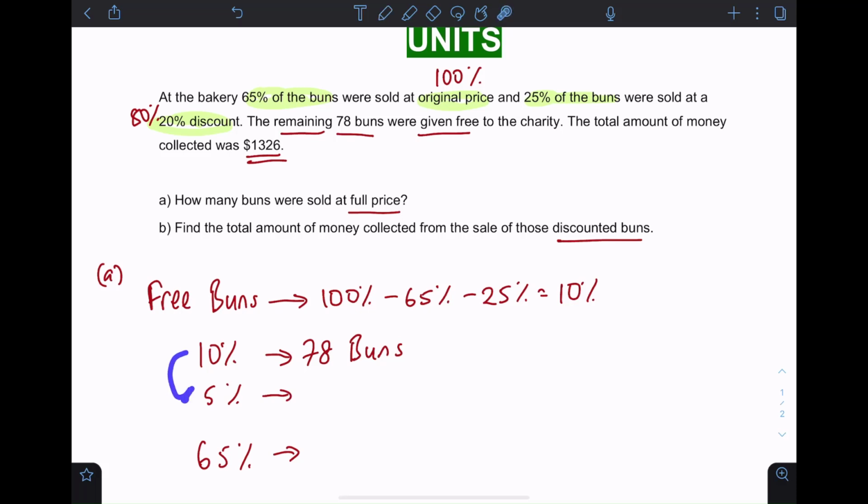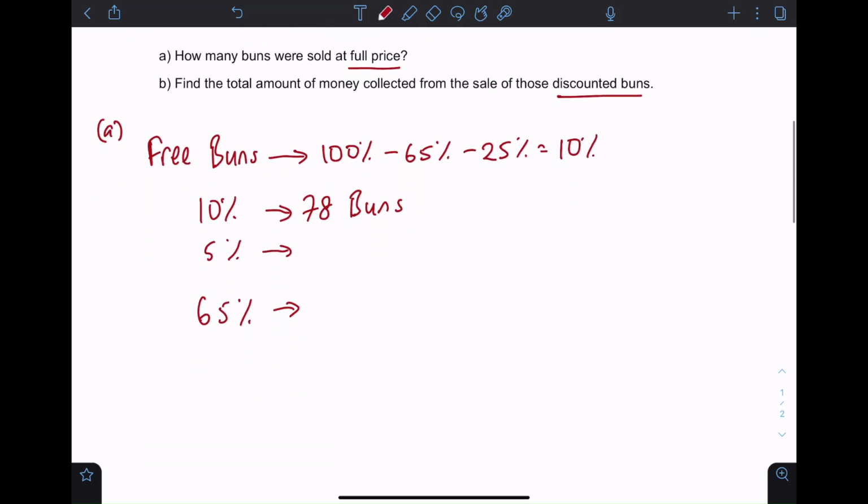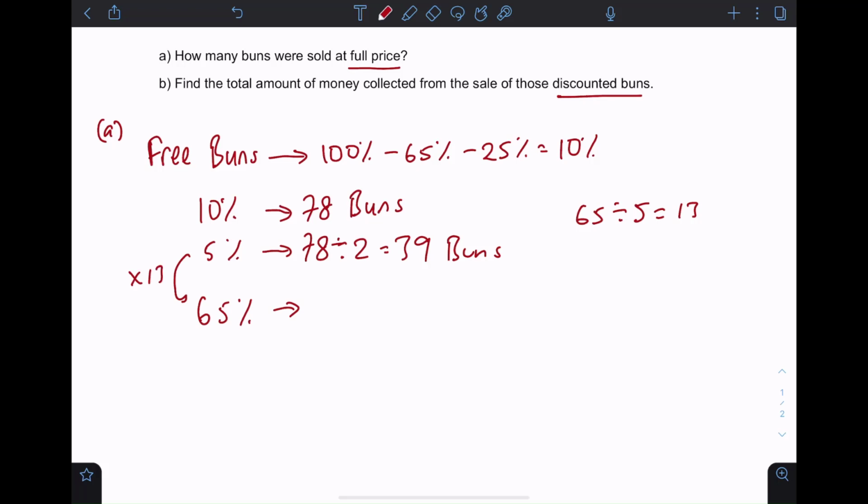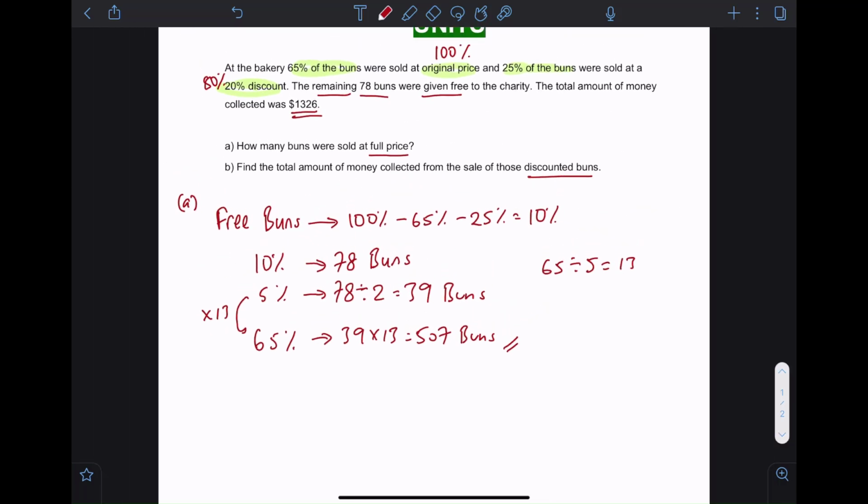You can even jump to 5% first. How do I go from 10 to 5? You can divide by 2. So 78 divided by 2, and that will give us 39 buns. Okay, from 5 to 65, 65 divided by 5 is 13. You can do that at the side. So what you do here, you can multiply by 13, and you do the same thing on the other side as well. 39 times 13 also, and you'll get 507 buns. This is our answer for part A. So we know that 507 buns were sold at original price or full price.